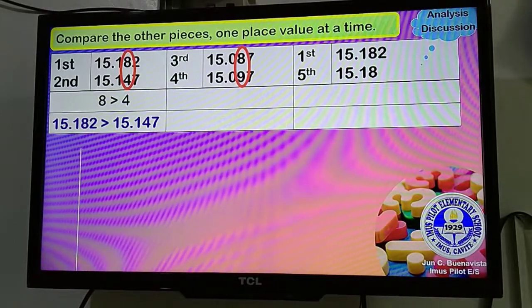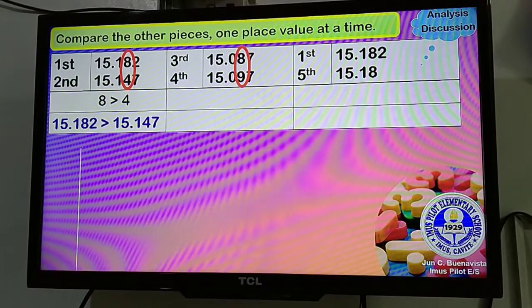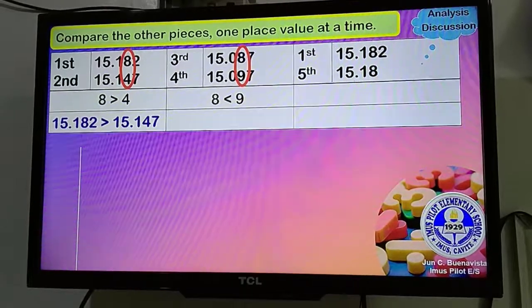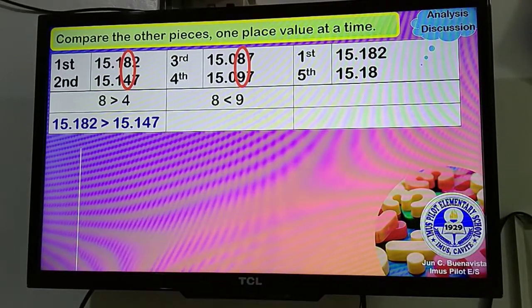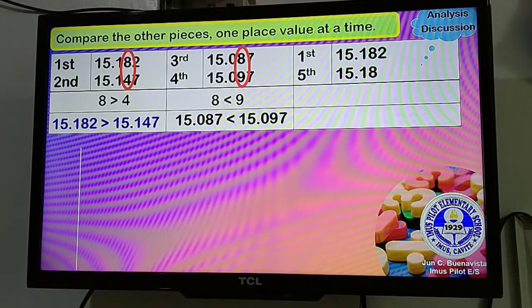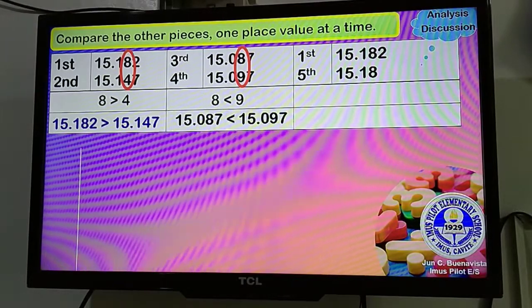Kasi pare-parehas ang ones, tens, and then ang tens. So, 8 and 9. So, 9 is greater than 8. So, therefore, 8 is less than 9. So, therefore, in other words, 15 and 87 thousandths is less than 15 and 97 thousandths.